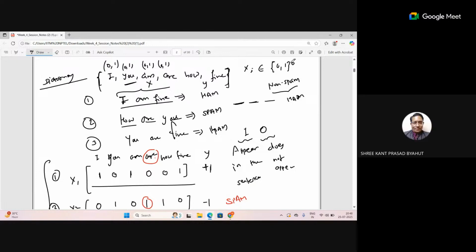Six dimensions. So x1 is 6 dimensions. If I think of this as a vector, it is a vector in how many dimensions? 6 dimensions. Correct. And each of these is taking two values, right? Either 0 or 1.